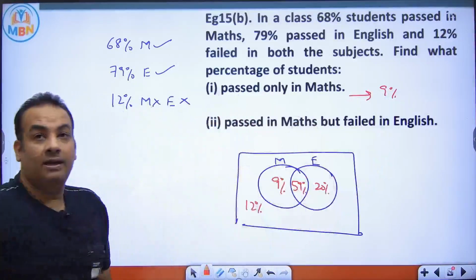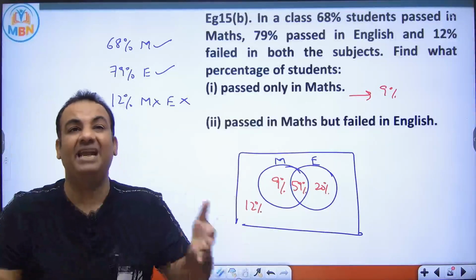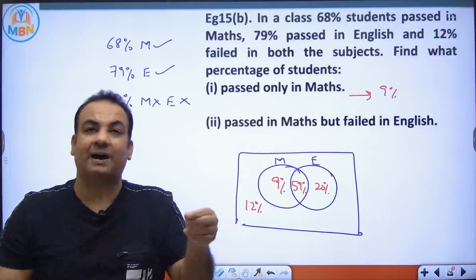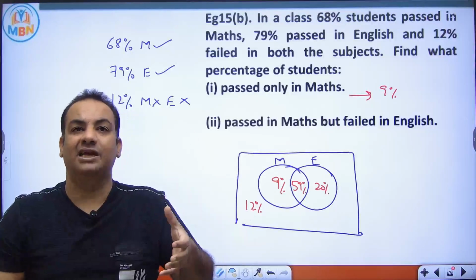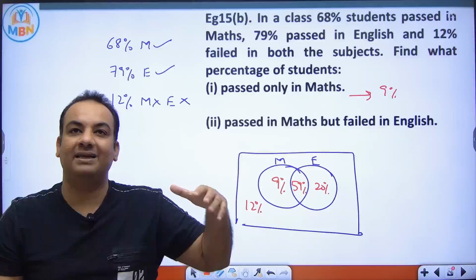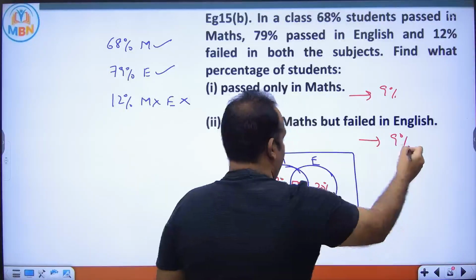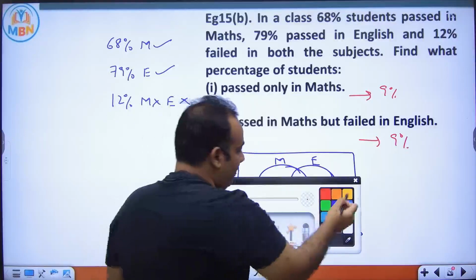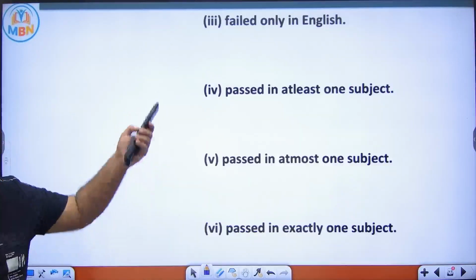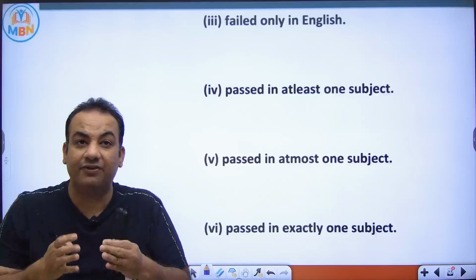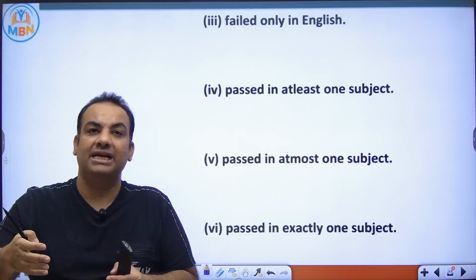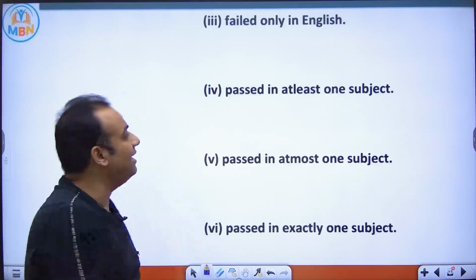Second part, passed in maths but failed in English. When I say passed in maths but failed in English, it is the same as the first part. Passed only in maths. Again, the answer is 9%. Now just see the diagram and answer further questions. Failed only in English. If I say failed only in English, it means passed only in maths. Again, the answer is 9%.